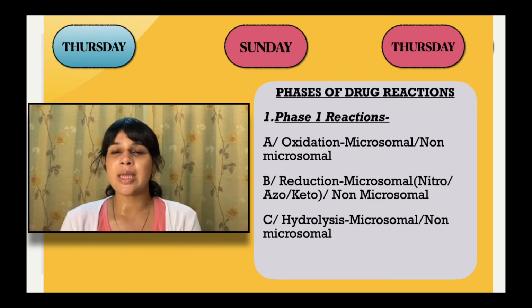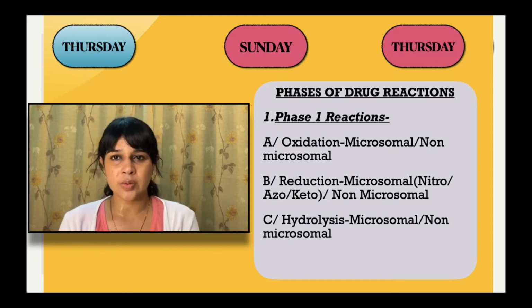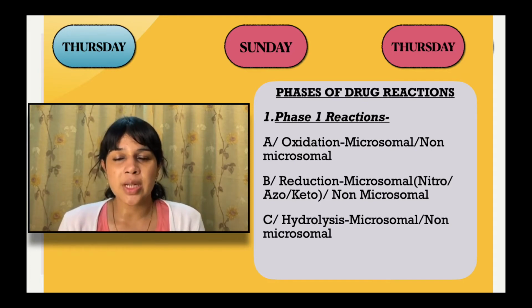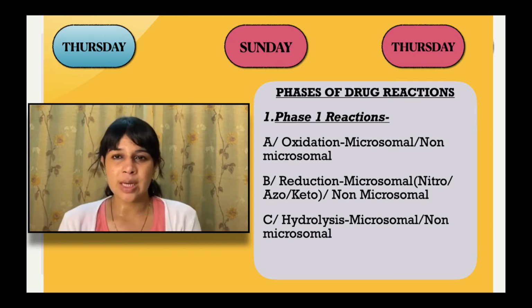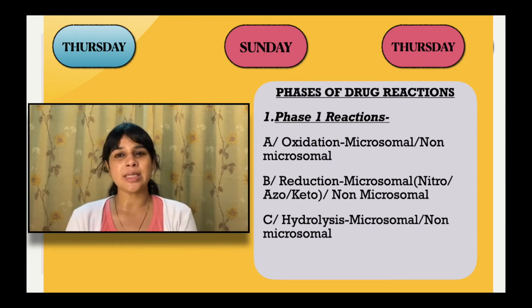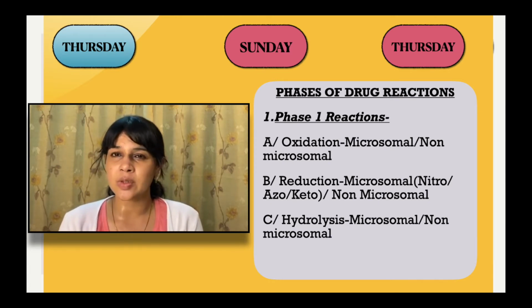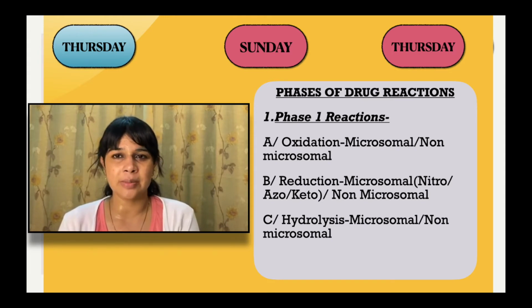Reductions can be again microsomal and non-microsomal. The microsomal reductions involve the azo reductions, keto reductions, nitro reductions. And then the other ones are the non-microsomal reductions. For examples, I've covered in detail in my podcast episode, so you can refer to that, or you can listen to that on any of the apps available.